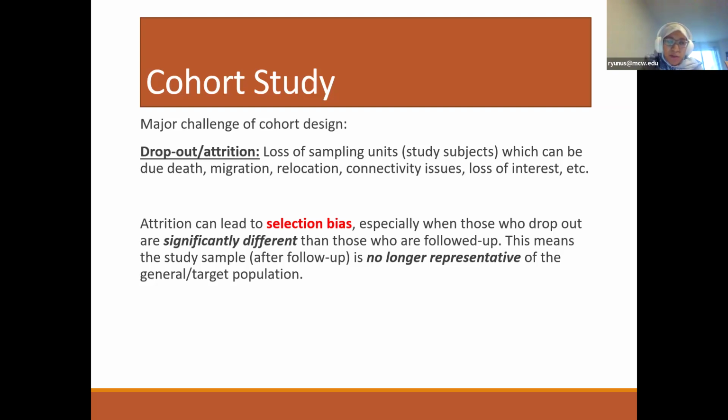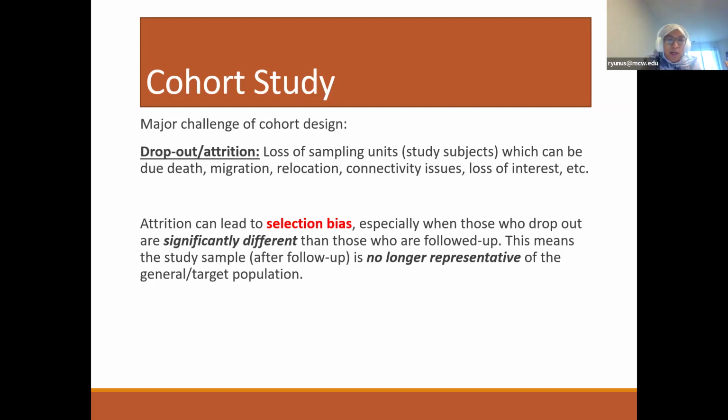And what is the impact of attrition? It can lead to selection bias. What I mean here is that when individuals who drop out from your study have very different characteristics than those who do not drop out, then this will cause your study sample to no longer be representative of the general target population.